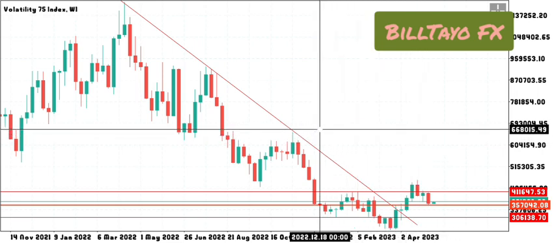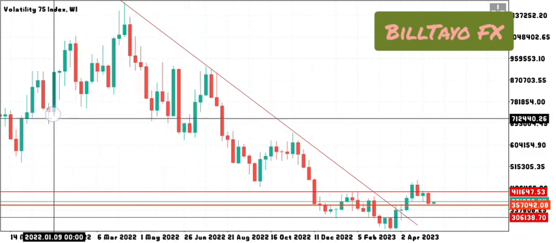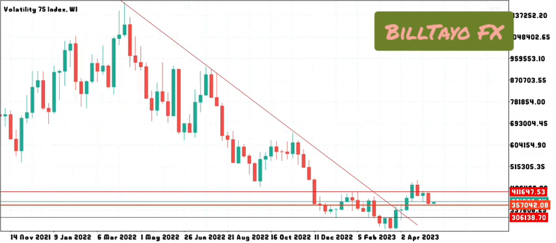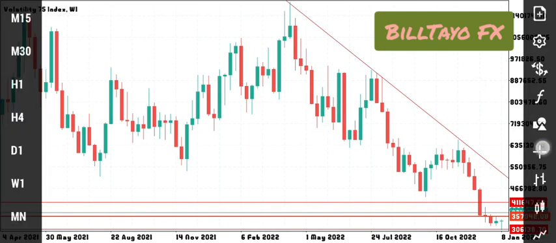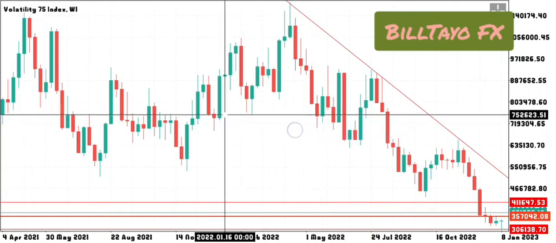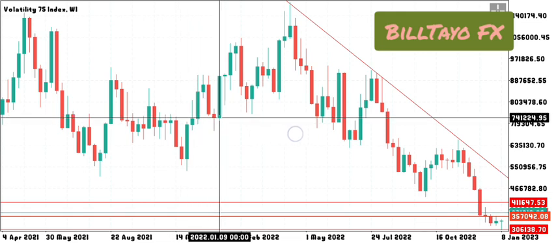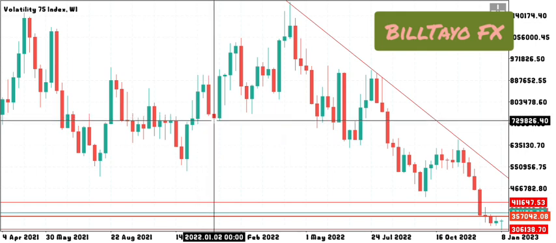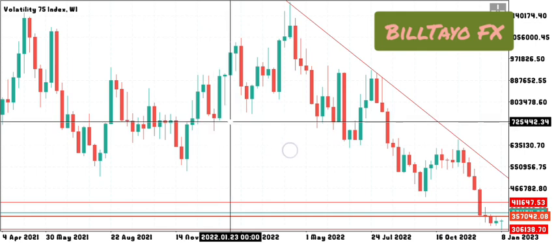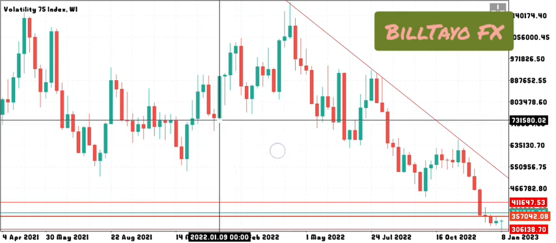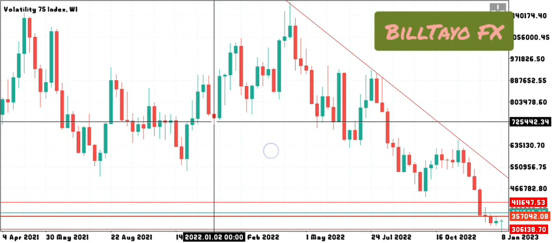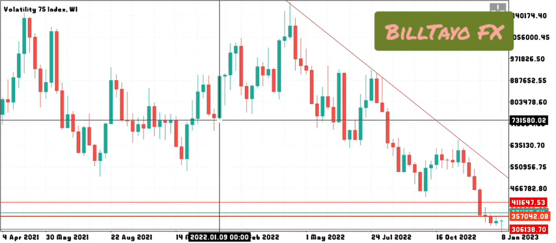Okay, let's check out this 2022. Look at this, this is 2022. This is the beginning, the first two candles for 2022. As you can see from below, this is 2021. This is the beginning of 2022. That is the first candle. This is the second candle. This is the first candle, first week. This is second because this is a weekly time frame.